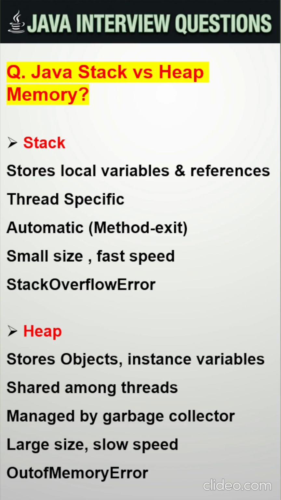Whereas heap stores objects and instance variables. Heap memory is shared among all the threads and it is managed by the garbage collector. Heap has a large size as compared to stack, hence providing a slower speed. Heap throws an out of memory error if it goes out of space.